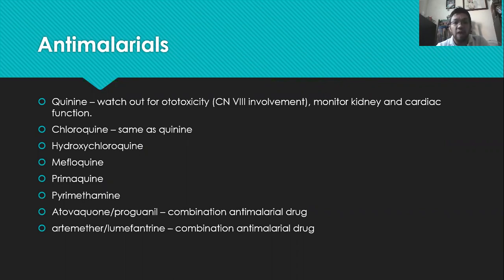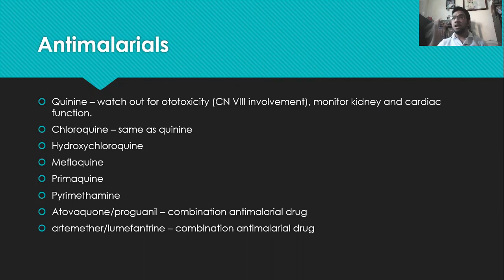We also have hydroxychloroquine. This is one of the drugs that is being used today that is somehow used to treat COVID-19, but further studies are still being done on this drug. It is a drug for malarial infection, together with mefloquine, primaquine, and pyrimethamine. Atovaquone proguanil is a combination of antimalarial drug together with artemether lumefantrine. It's also a combination.